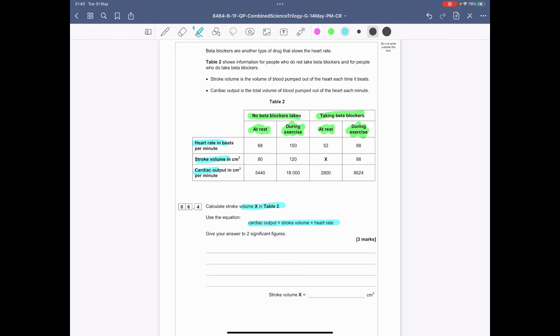But we want to calculate the stroke volume, so you have to rearrange the equation. So you would divide by heart rate on both sides of the equation. So stroke volume would equal cardiac output divided by heart rate. You would then get these two values. Okay, so your cardiac output is 2,800. Your heart rate is 52. Just getting these numbers from the table, divide them, and that gives you 54 centimetre cubed.